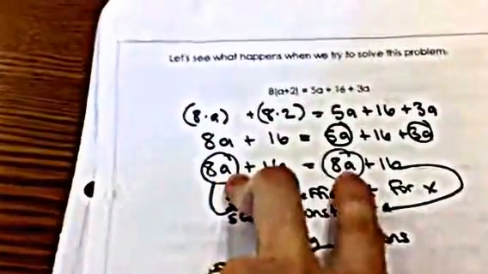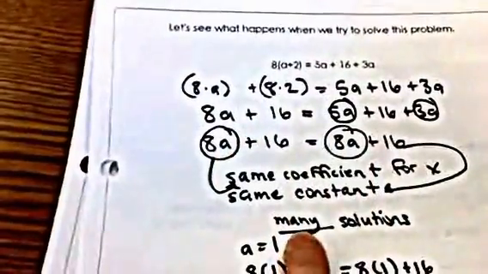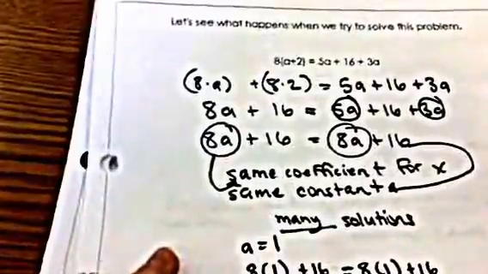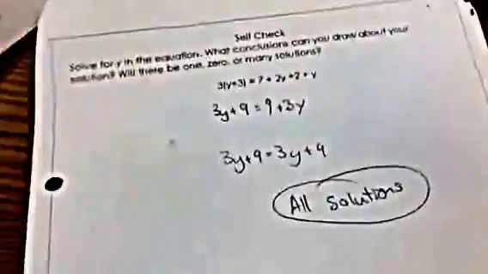So what you want to make sure of as you're simplifying is, if you end up with the same thing on both sides, you're going to end up with an infinite number of solutions, many solutions. So that's a change from the one solution problems that we were seeing.